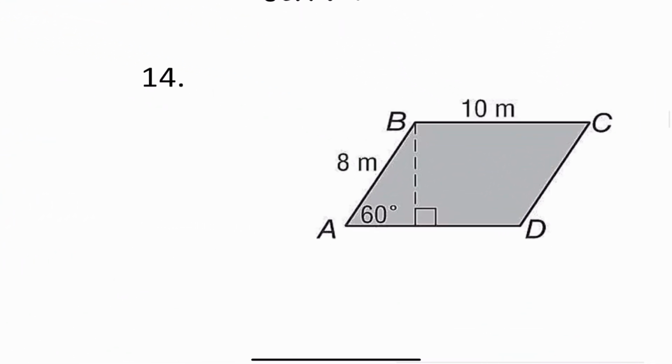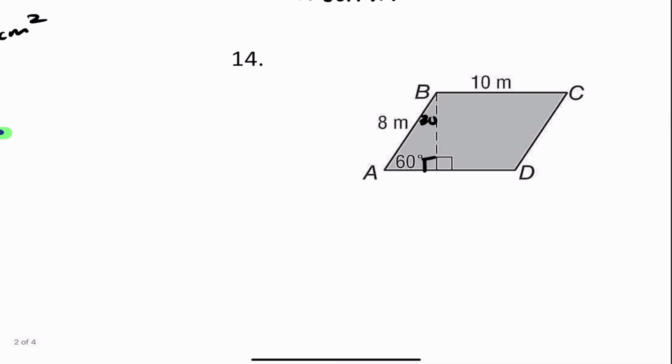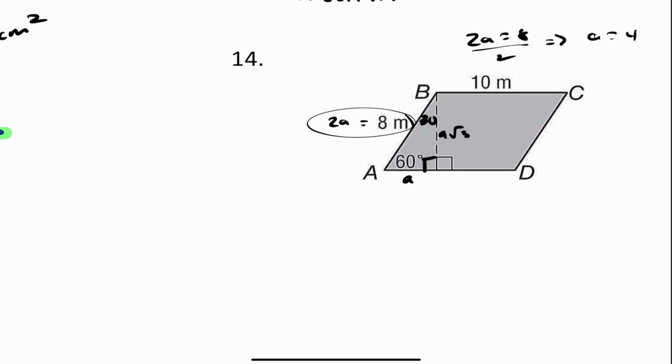Number 14, I have a parallelogram, and I can see that these two segments are perpendicular to each other, so that means we have a 90-degree angle here. So I have 60 and 90, then this must be 30. So then across from 30 degrees, this is A, and this is going to be A root 3, and this is just going to be 2A. So I'm looking at this thing here, 2A is equal to 8. If I divide both sides by 2, I have A equals 4. So A is 4, this side is 4, and this side is 4 root 3.